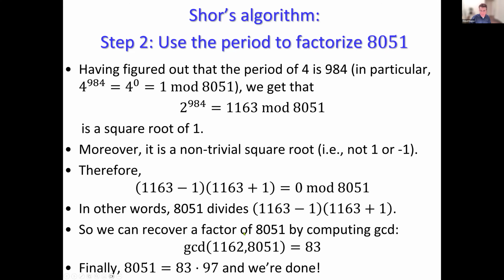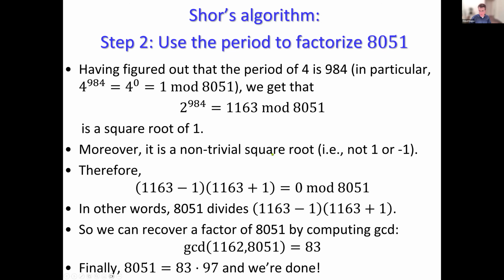And then we can just recover a factor of 8051 by computing GCD. The reason it's non-trivial is because 1163 is not 1 or minus 1. So neither of these can be 0 modulo 8051. Neither of these is divisible by 8051. So GCD must be non-trivial, and we're done. We got 83 using this GCD. Okay, so I'll do it again in a few slides for the variant, once we go to the new algorithm.